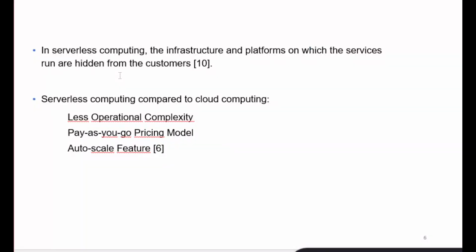In serverless computing, the infrastructure and platforms on which the services run are hidden from customers. There is less operational complexity. The service given to the customer isn't based on hardware and software, but on a function basis, and the service provider takes care of the server part. By applying the pay-as-you-go pricing model, customers are priced only for the processing power and storage space used. Due to the auto-scale feature of serverless computing, the requested resources are scaled automatically if the customers need them.